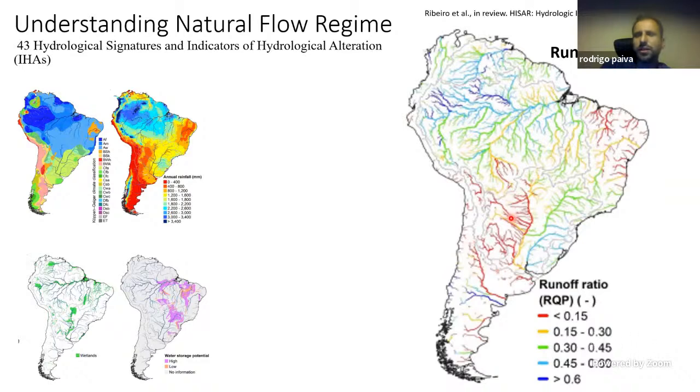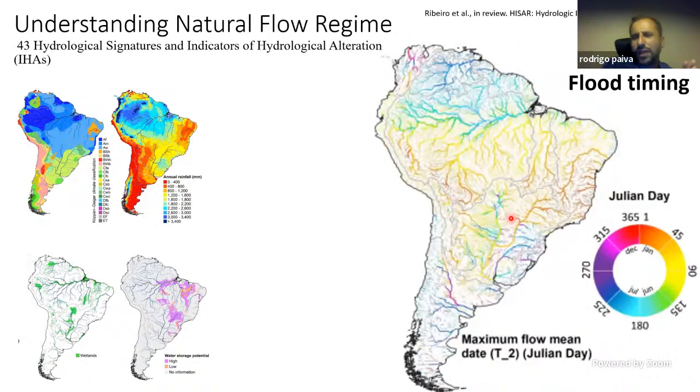We could also try to understand the flood timing, when the floods typically occur in different parts of South America. For instance, in my region here in the south of Brazil, the floods typically occur during our winter, around July, August, and during spring too. But in other regions, it's different. For example, southern parts of the Amazon, the floods typically occur in the beginning of the year, and so on.